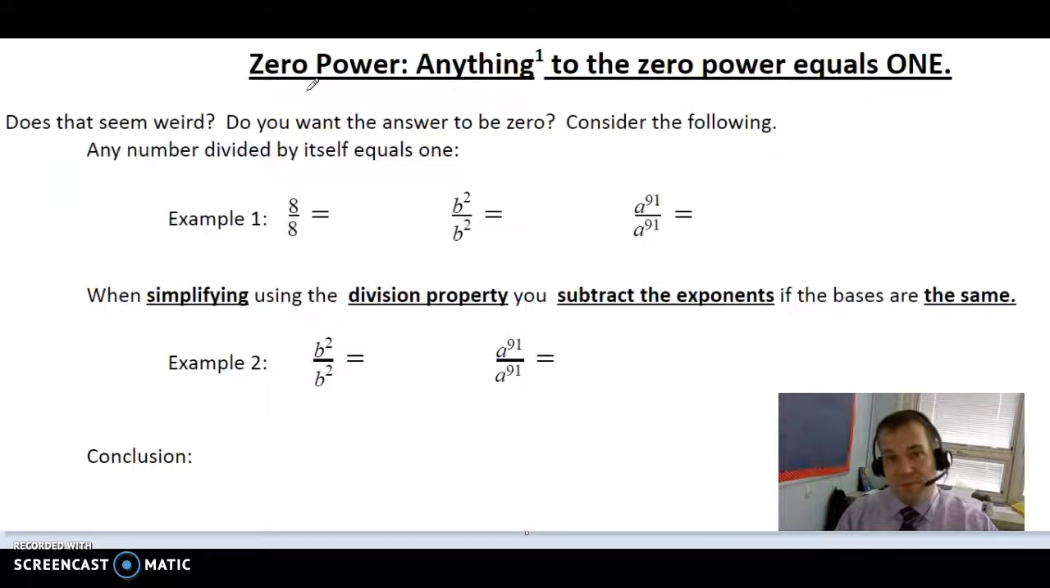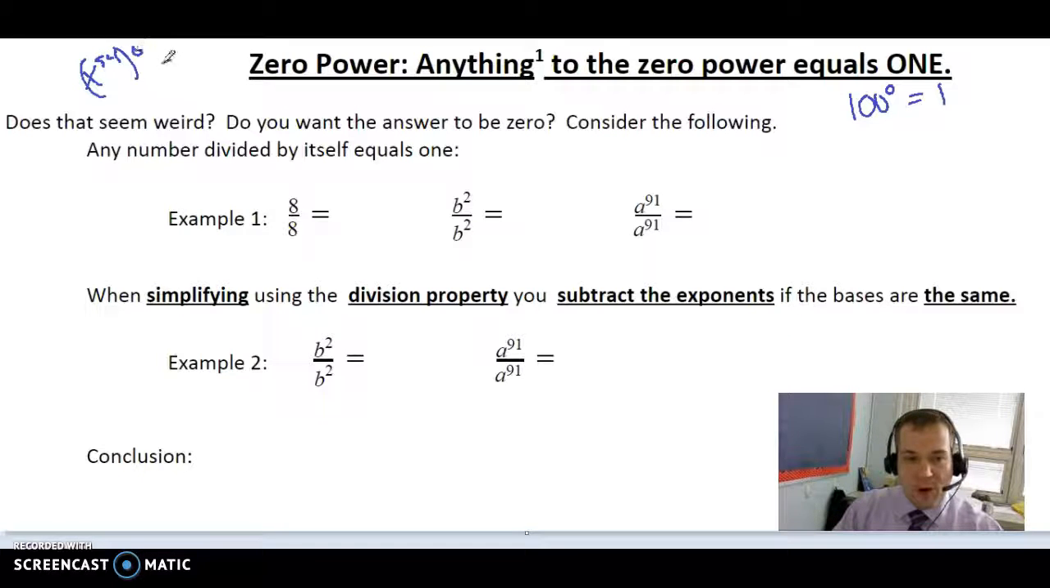The goal of this little video is just to convince you that it should make sense that anything to the 0 power actually equals 1. Most of the time people want it to equal something like 0, but anything, doesn't matter except for 0, like 100 to the 0 power, that equals 1. X to the 54th, all to the 0 power, that equals 1. Anything to the 0 power other than 0 equals 1.